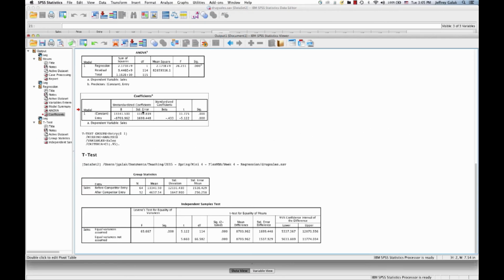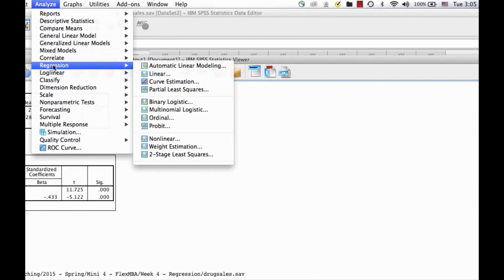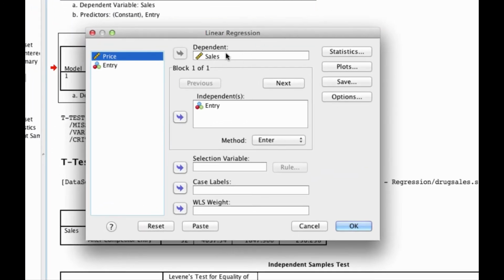One of those other things is something called multiple regression. This is where we can simultaneously put in multiple variables as predictors of a particular outcome. And what this lets us do is estimate the influence of any variable given some level of another variable. So let me show you an example in this drug sales dataset. If we go to Analyze, Regression, Linear, we still have the same thing from before. We have entry predicting sales.